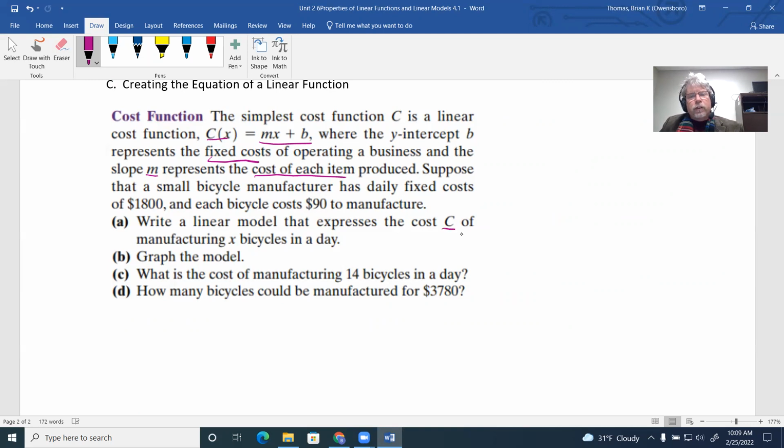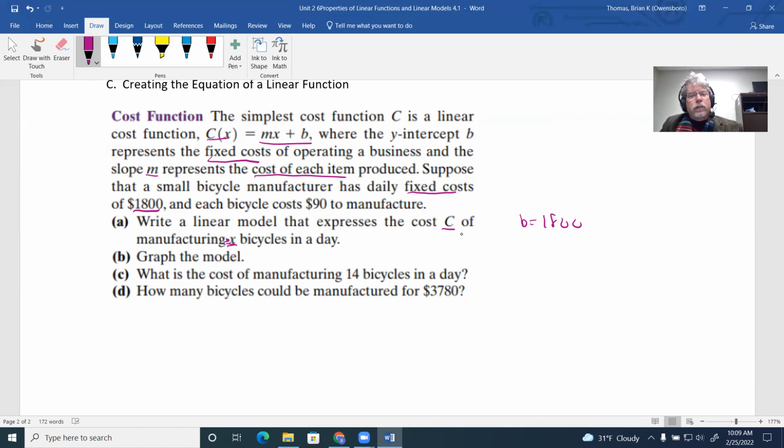So C is going to represent the total cost and the x is going to represent the number of bicycles made each day. Now, from what we picked up on, the b is going to be the fixed cost. Well, they said the fixed cost was this 1,800. So your b is going to be this 1,800.